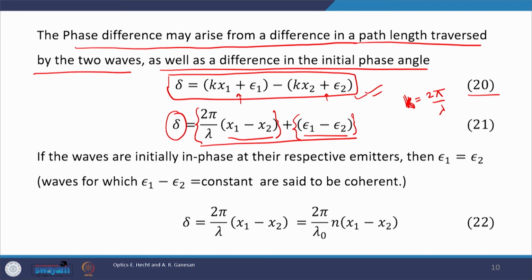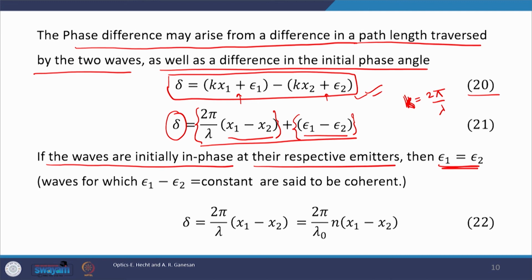Epsilon 1 is the initial phase of the first wave, epsilon 2 is the initial phase of the second wave. Take the difference, and this difference gives you the difference in the initial phases, and this is why if the waves are initially in the same phase at their respective emitters, then epsilon 1 would be equal to epsilon 2.